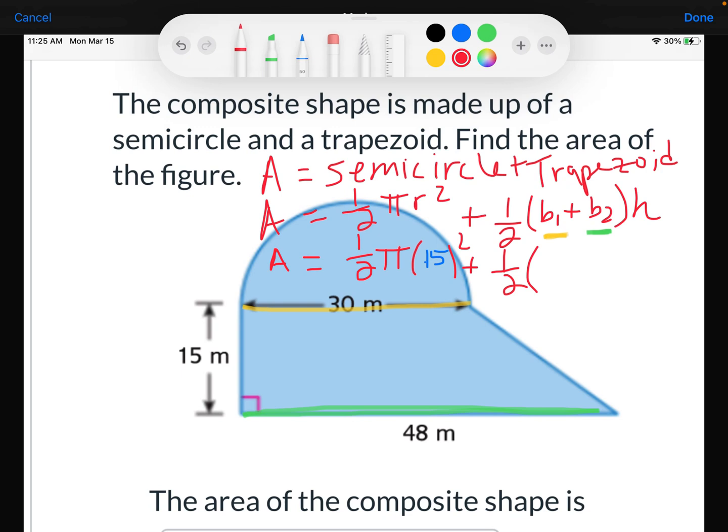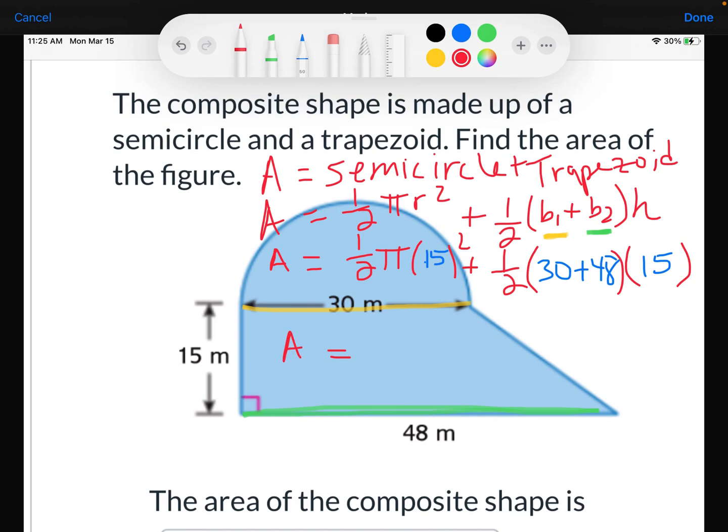All right, so we'll go ahead and plug these numbers in. That would be 30 plus 48. And H stands for the height. Remember, your height is always going to have to be at a 90-degree angle to the bottom, because you don't measure height at a slanted angle. You can see that they have given us that, and so 15 would be your height. And from here, we're just going to plug this into the calculator and get our answer.